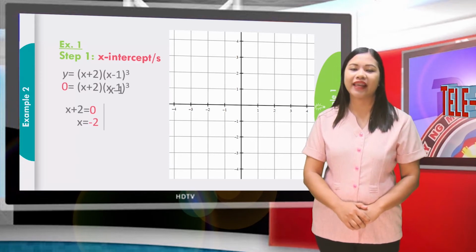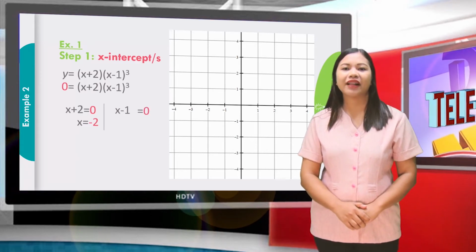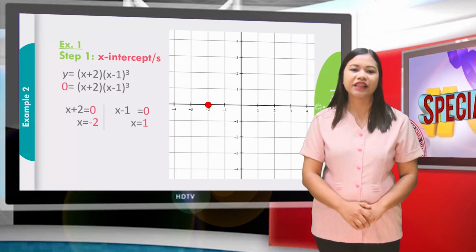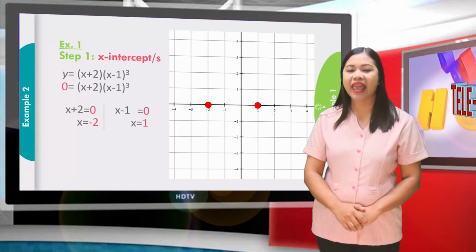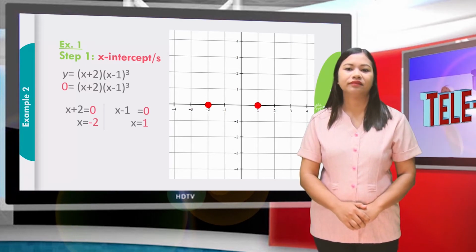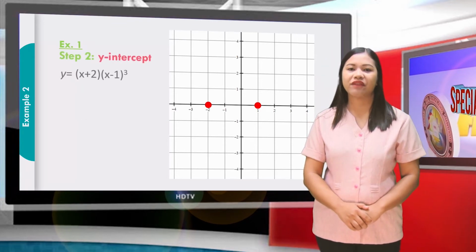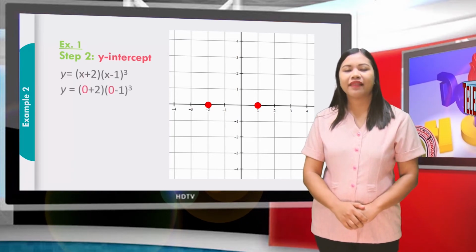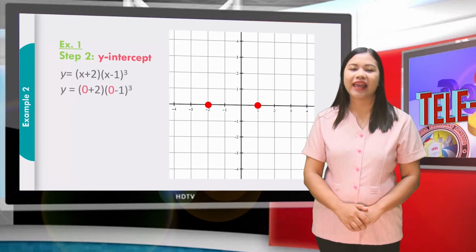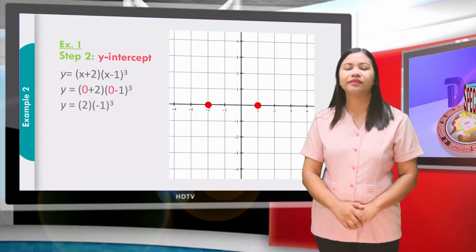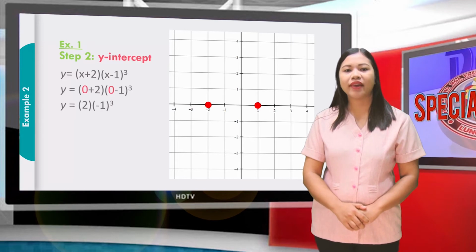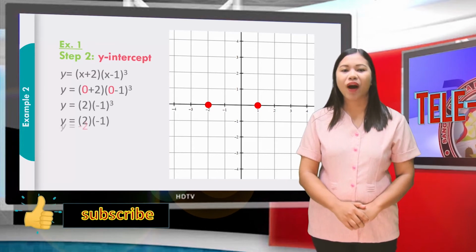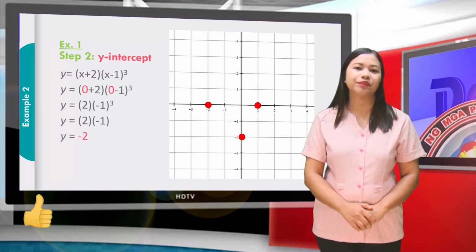Get the second factor and equate it to 0. Solving for the value of x, we have x equals 1. So, the x-intercepts are negative 2 and 1. Step 2 is to find the y-intercept by letting x be equal to 0. Then, 0 plus 2 is 2 and 0 minus 1 is negative 1. Negative 1 cubed is negative 1 and 2 times negative 1 is negative 2. So, the y-intercept is negative 2.